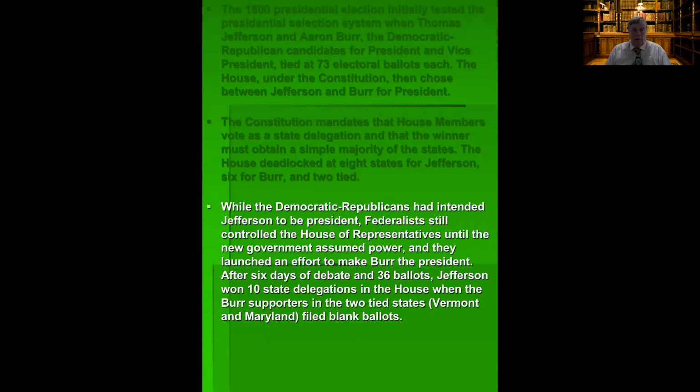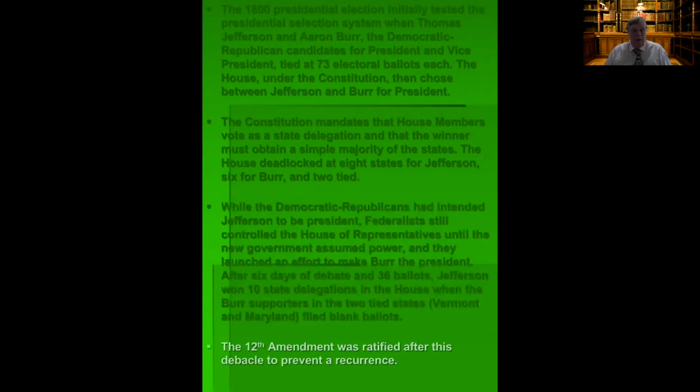And remember from earlier, we talked about how the governors in a couple of the states had threatened to mobilize the state militias and to march on New York in order to settle the controversy, to force Congress into a settlement. That didn't happen because on the 36th ballot, Jefferson was awarded the presidency. The 12th Amendment was ratified after this debacle to prevent a recurrence, prevent it from happening again.